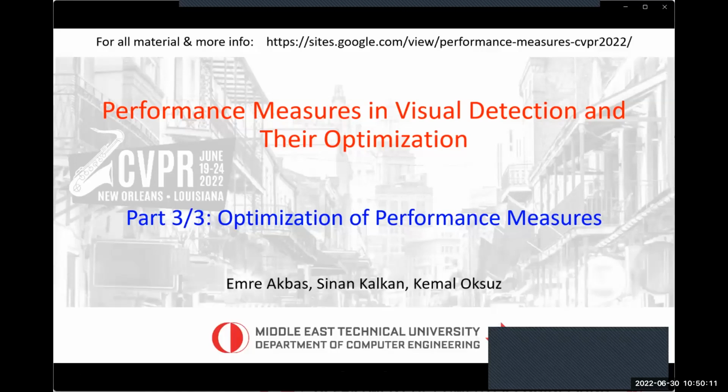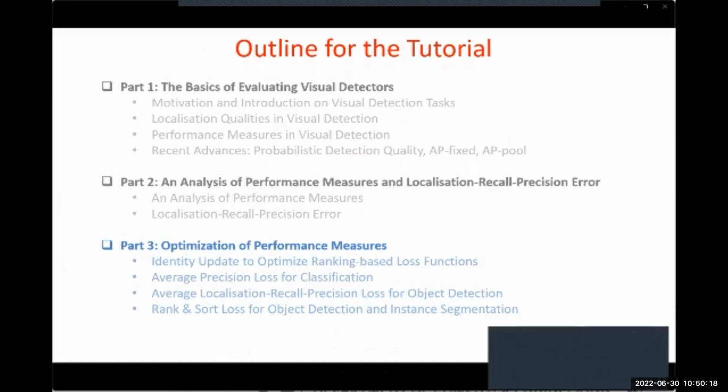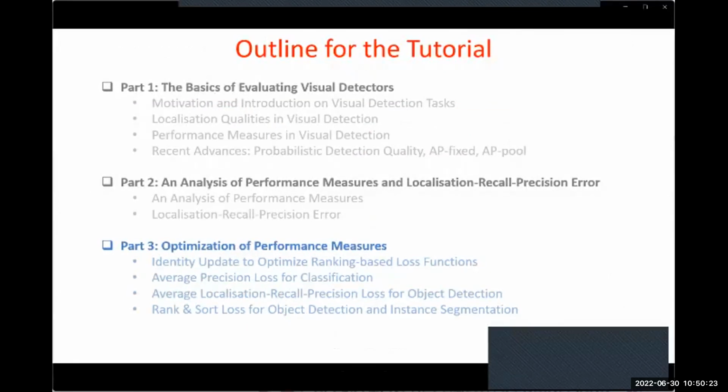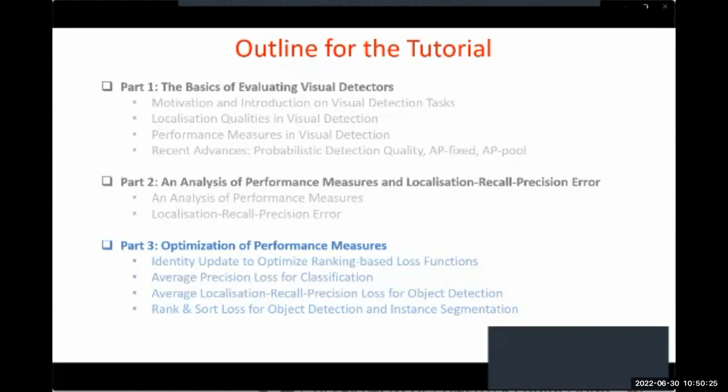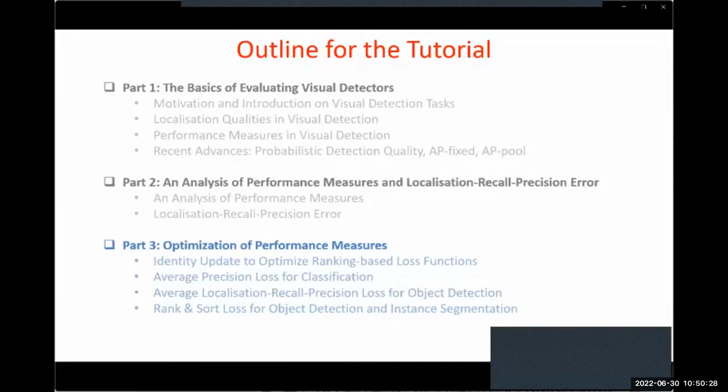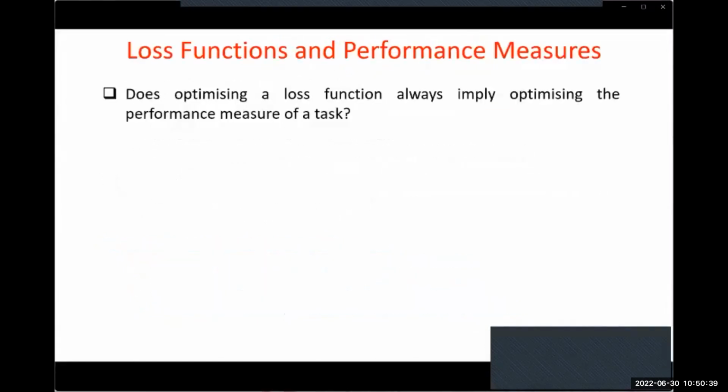Hello, I'm Kemal Öksüz, and in the last part of this tutorial, I will discuss optimization of performance measures. In this part of the tutorial, we will focus on how the performance measures can be optimized as loss functions. The main challenge in this optimization is that such loss functions derived from performance measures are non-differentiable. And to overcome this challenge, we will revisit identity update as a general framework to obtain loss functions from average precision and LRP error.